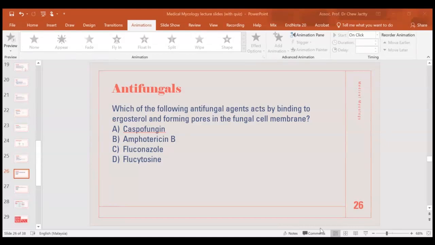So how about terbinafine? What is the mechanism of action of terbinafine? Terbinafine is also targeting the ergosterol, right? Is it binding to ergosterol or inhibiting ergosterol synthesis? It inhibits the conversion to lanosterol, which is then converted into your ergosterol. Okay, that's correct. I think you all remember already. Very good. Next one.